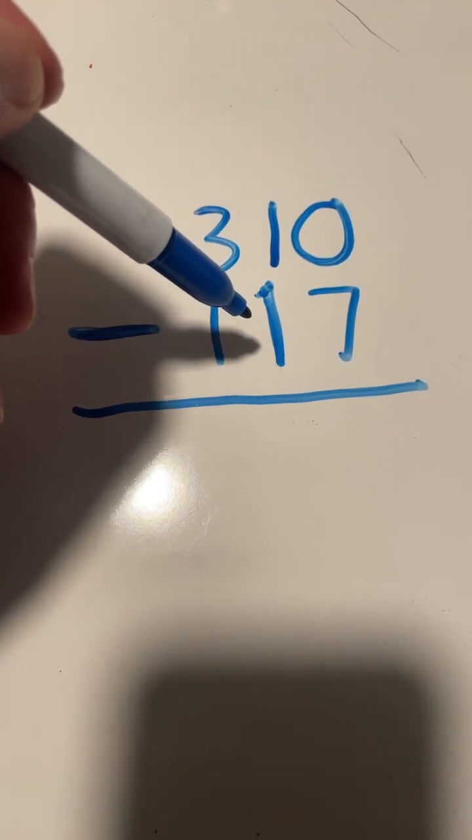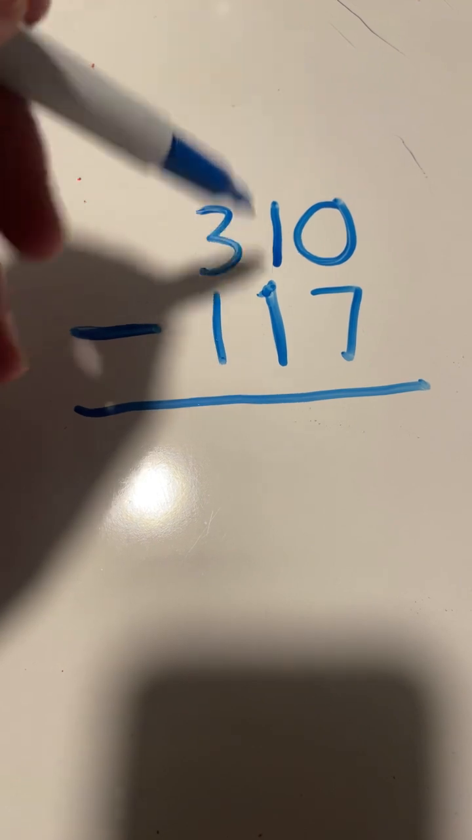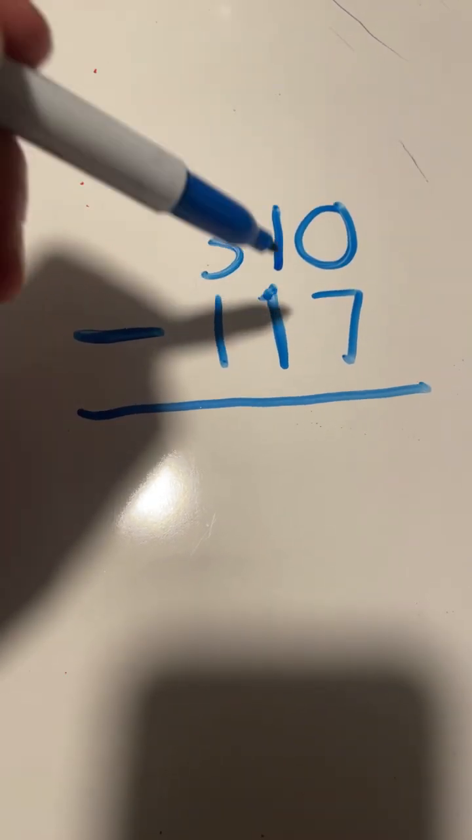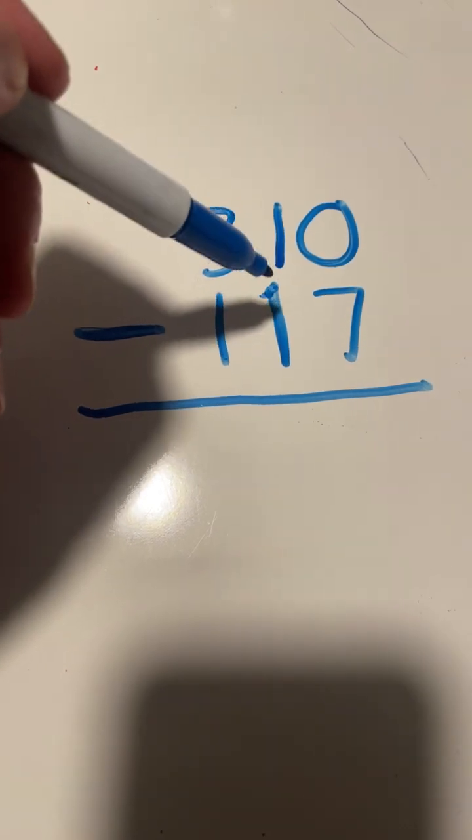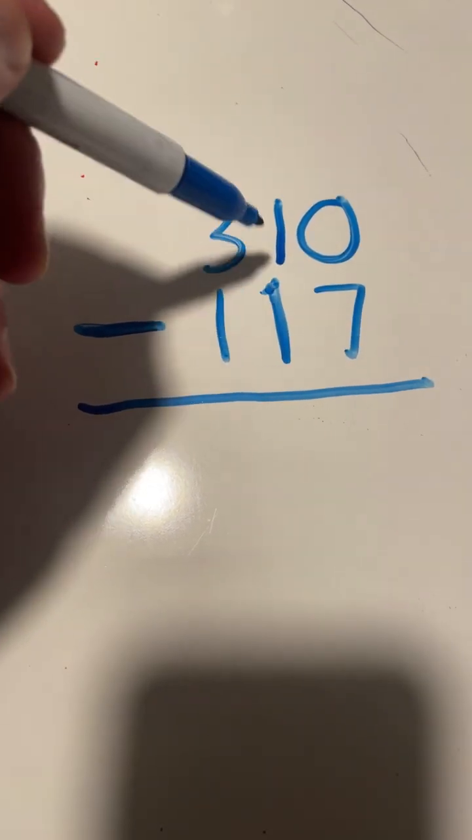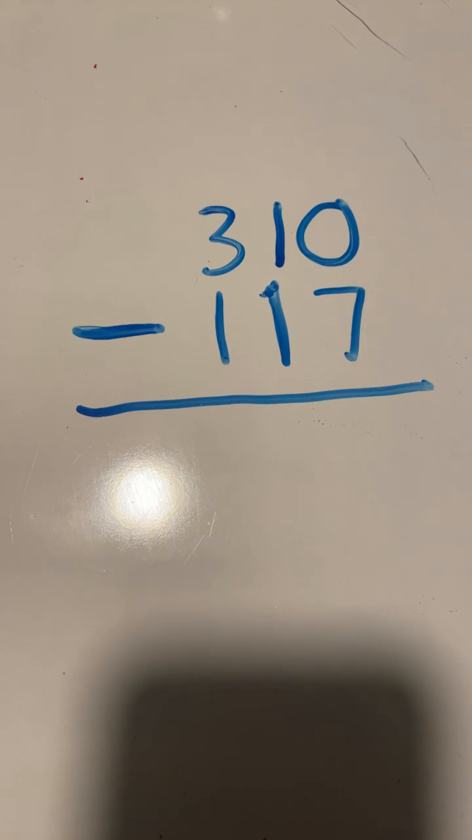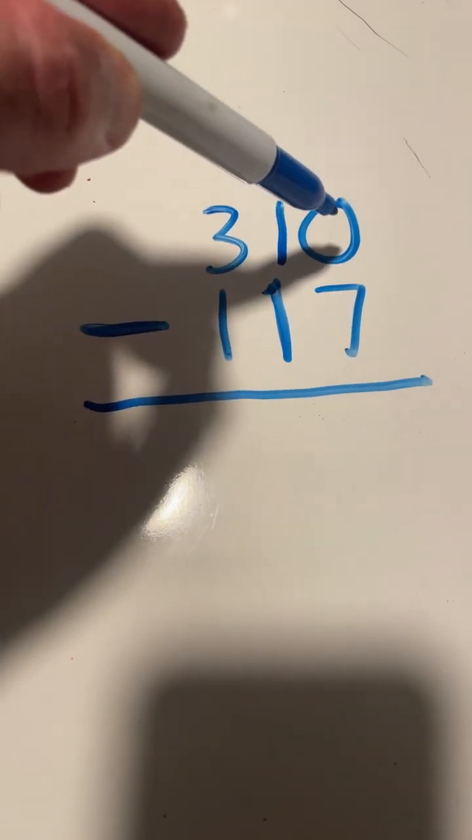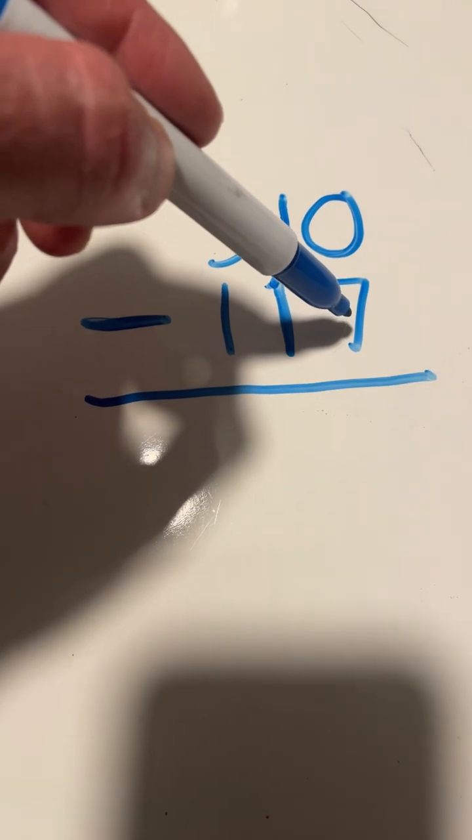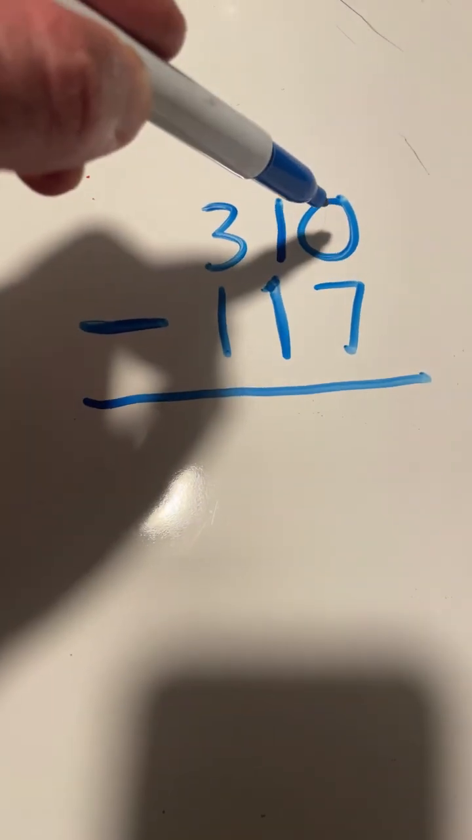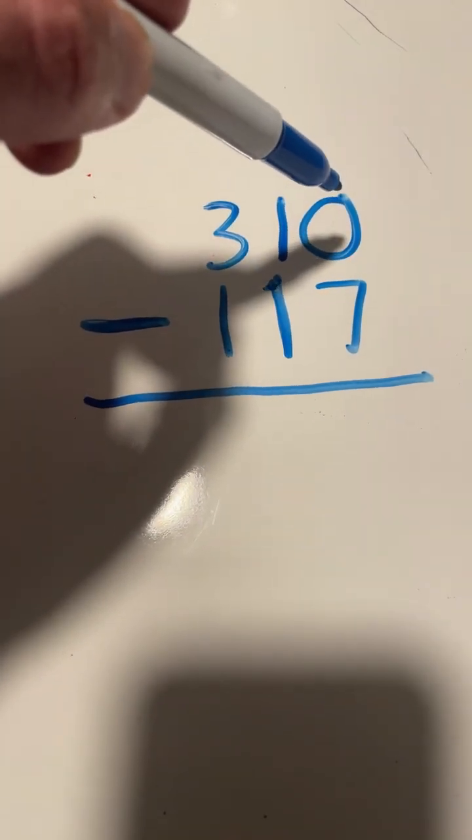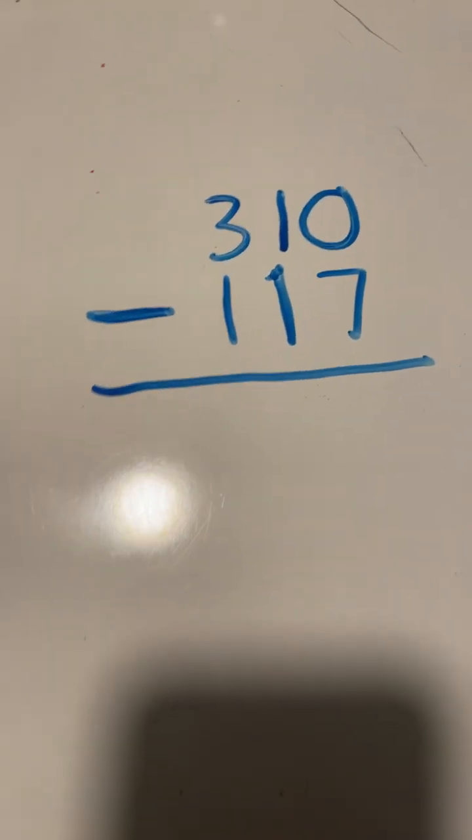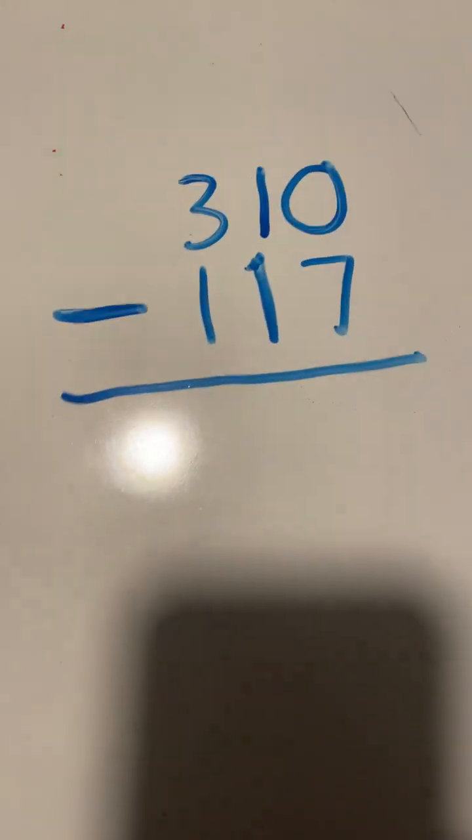If the number on the top and bottom are the same, or if the number on the bottom is smaller, either way, we don't need to regroup. If the top and bottom number are the same, we still don't need to regroup. We only regroup when the bottom number is bigger. Now over here, 7 is bigger than 0. So we do need to regroup in the ones place.